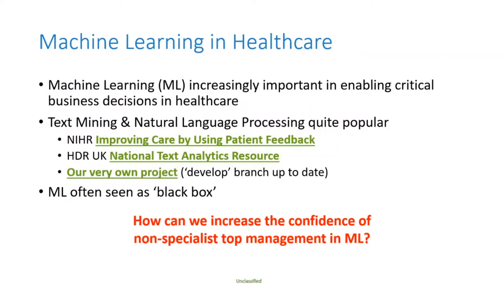So now, coming back to machine learning, machine learning is often seen as a black box. The methods, the models, everything that has to do with it are quite complicated. So sometimes it's difficult to communicate concepts and processes to managers.